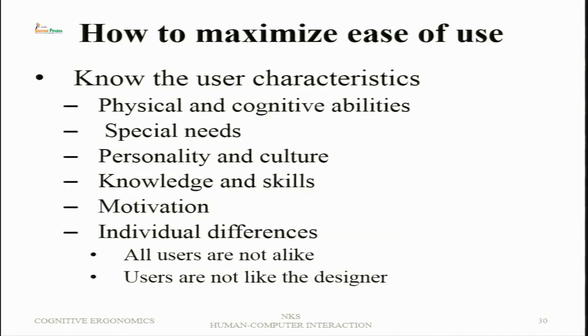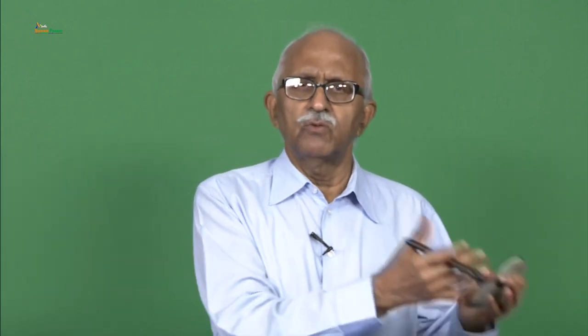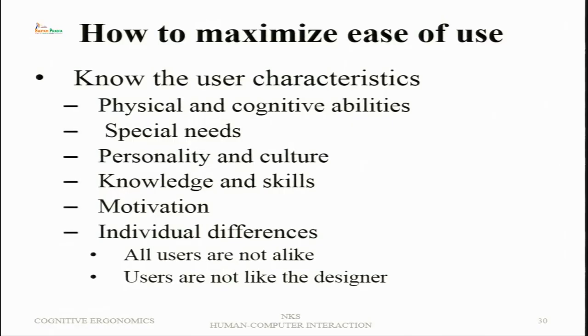If individuals are not motivated, so marketing efforts sometimes are devoted to motivate individuals. Marketing efforts need not be economy based, for example. They may be education based. So in the classroom, some instructors would say that use this system because this system provides these facilities or use it for whatever we are doing in the class. Then individual differences. All users are not alike. So there are individual differences. People will differ on all these aspects that we have discussed.